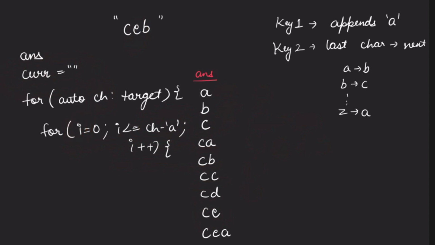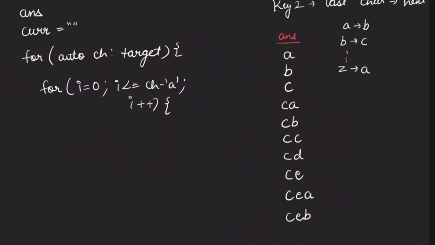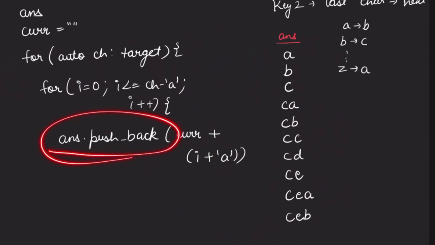So now, firstly, let me shift this answer array towards the right so that we have more space. Now inside this, in your answer you will push back the current string plus the current character, which will be i plus 'a'. I was an integer over here, that is why we added 'a'. So this will give us the equivalent character that we want, it will add it to the current string, and then it will be pushed inside answer, right?